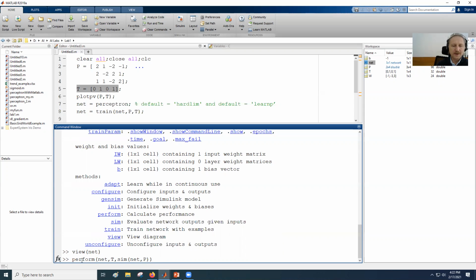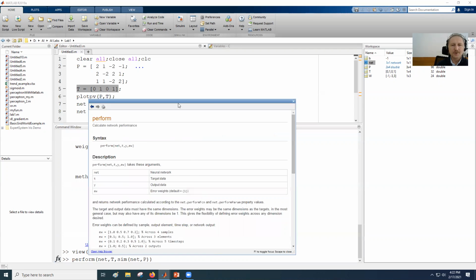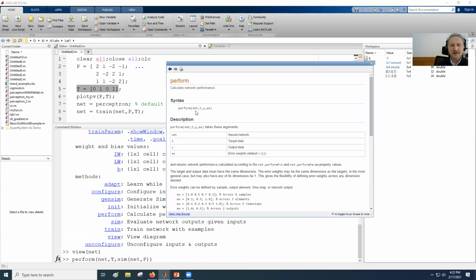So to see the performance of my network, it is expecting three things from me. If you want more information, you can press F1 and see more information here. It has a minimum of 3 requirements. Net: which network object you want to see the performance of. What is the target value? Target value is the real output. And Y is the calculated output, or response of my network.